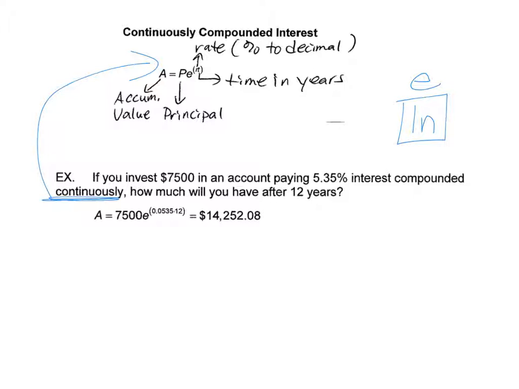So I filled in the formula. The P was 7,500. 5.35 with the decimal moved over is 0.0535, and the time is 12 years. So here's the formula filled in, and it comes out to be $14,252.08.